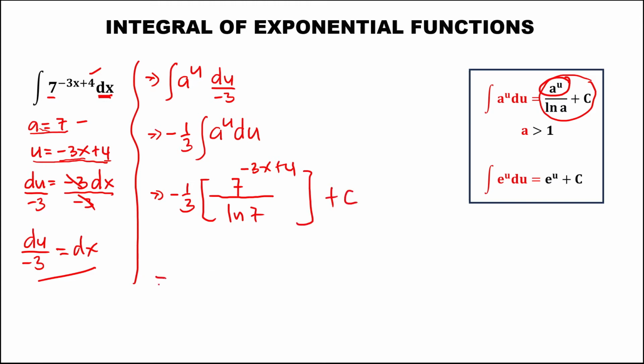Then to simplify, this is equal to negative 7 to the power negative 3x plus 4, over, multiply, 3 times ln 7, plus c.